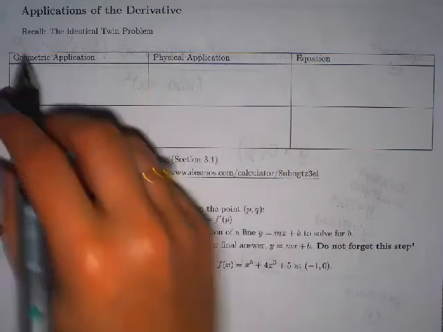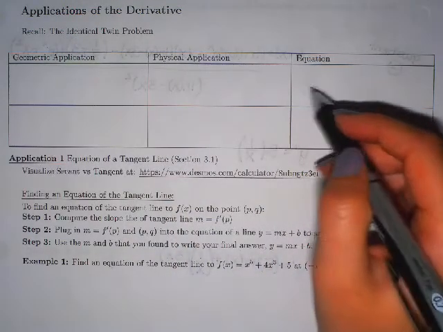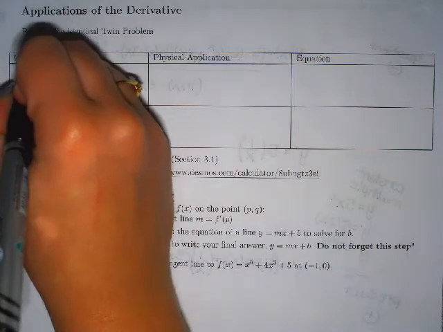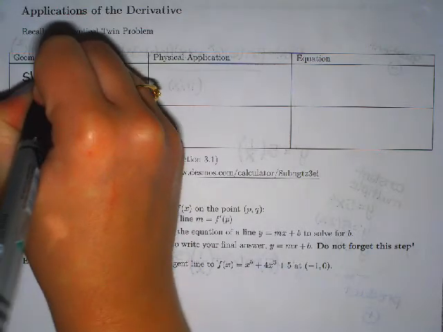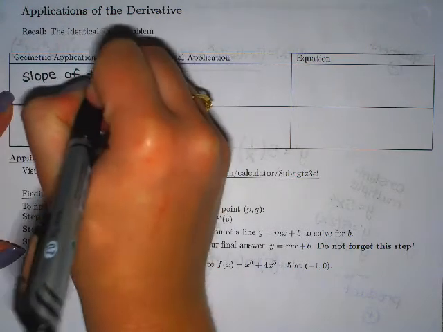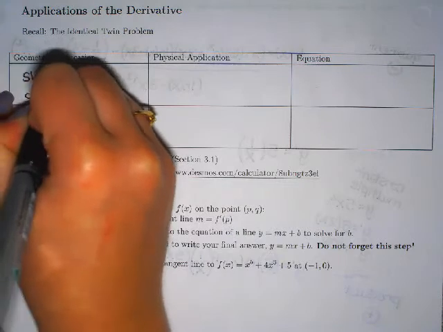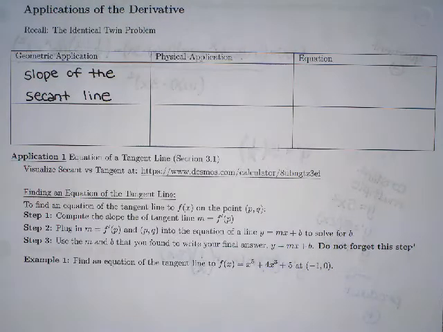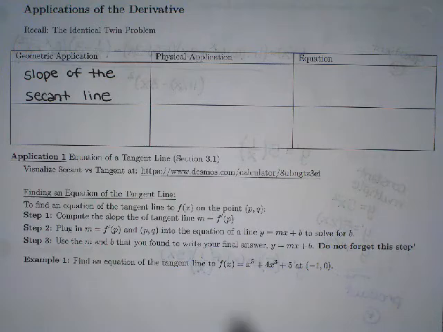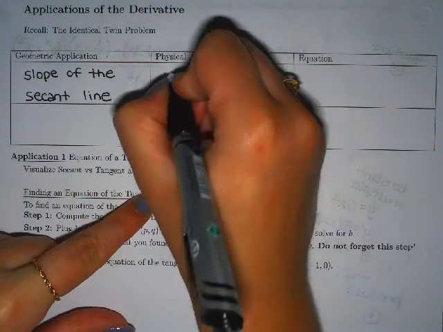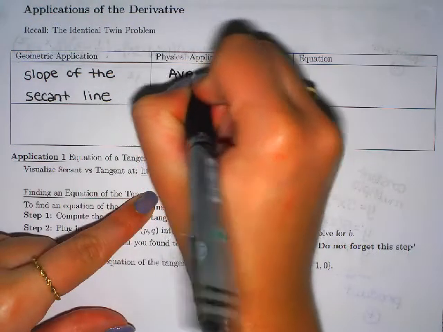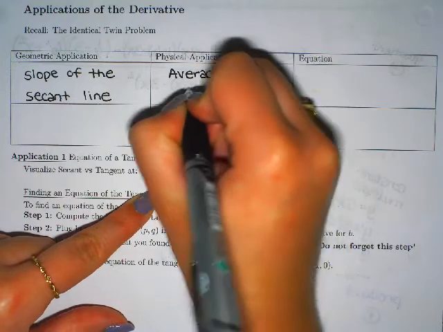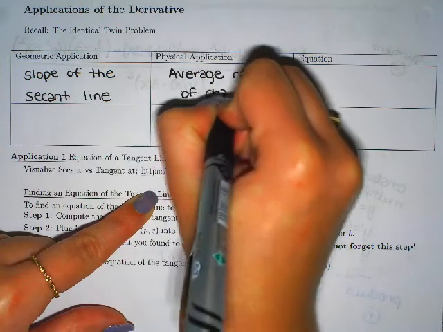We're going to use these on some applications, but we probably don't need to write them as fancy as we did before. So remember we talked about identical twins, where they have the same equation, but they go by two different names. Our first set of identical twins was the slope of the secant line. That's what we would call it in geometry. And then the physical application name would be the average rate of change, or average velocity.